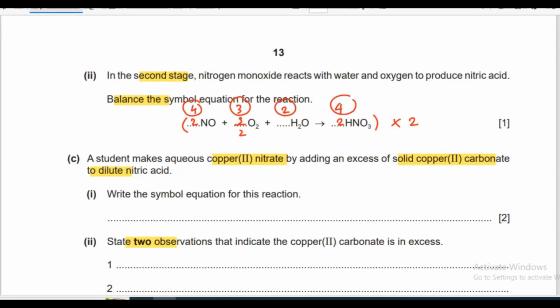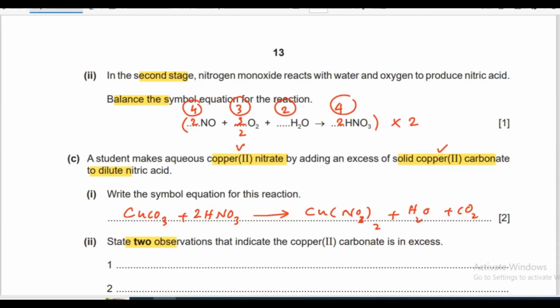Okay, now copper 2 nitrate by adding excess of copper 2 carbonate to the dilute nitric acid, symbol equation. This is the copper 2 carbonate. If it reacts with the nitric acid, HNO3, we get copper 2 nitrate. Metal carbonate reacts with the acid to form salt, water, and carbon dioxide. So this is the salt, and then water, and then carbon dioxide. To balance this chemical equation, just put 2 here, and this is the balanced chemical equation.